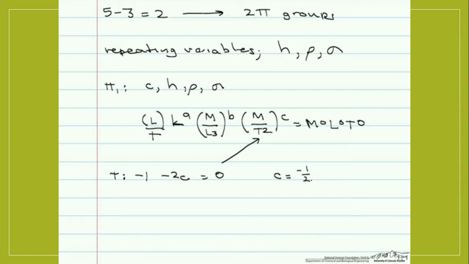Okay, well, let's do M. There's no M in the first term, but we have b plus c has to equal zero. Since we know that c is negative one half, b has to be positive one half. And finally, we look at L.